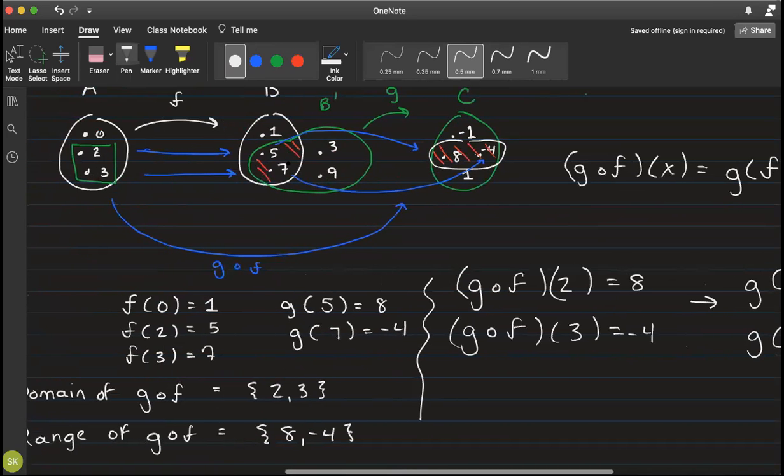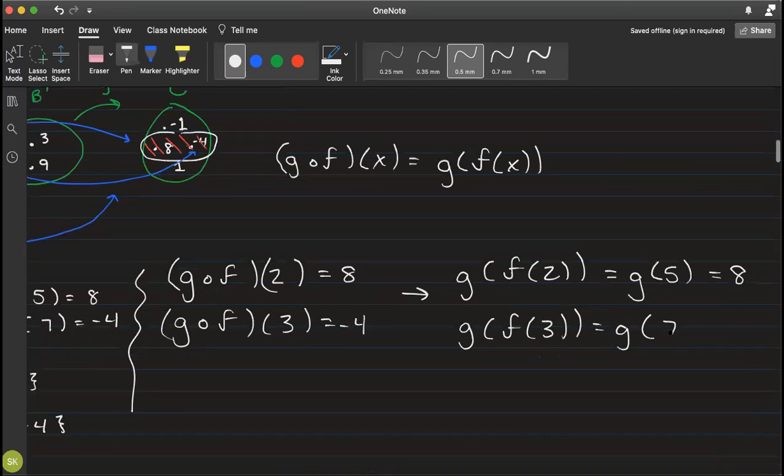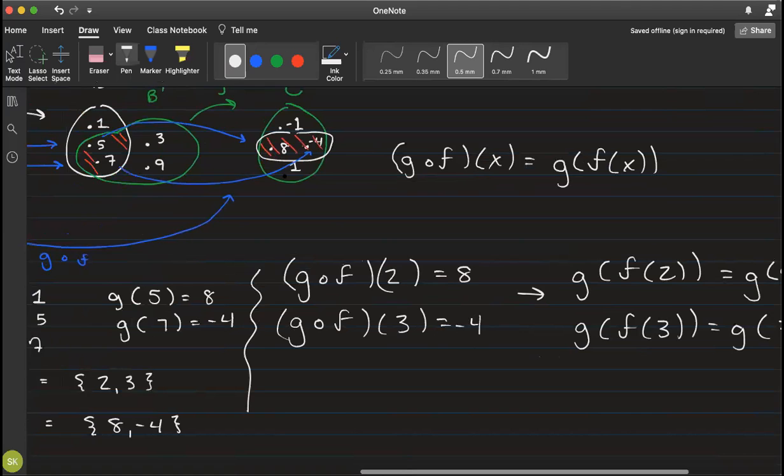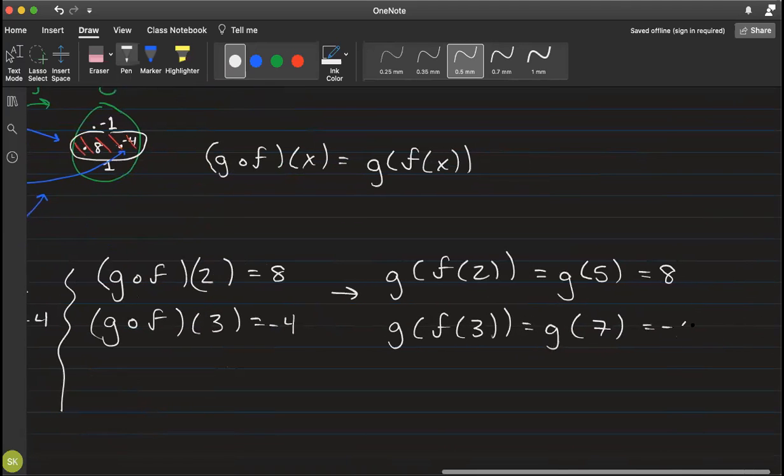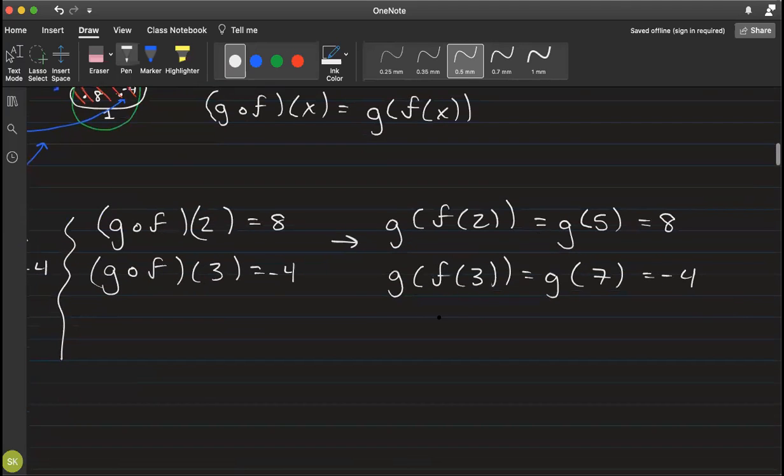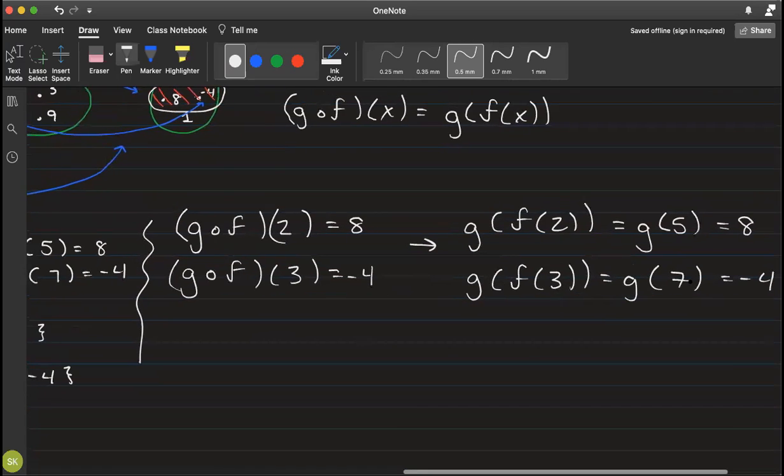G composed of F of 3 is G of, well, F of 3. 3 was sent to 7. So that's G of 7. And then we know 7 is sent to -4. So G composed of F of 3, 3 is being sent to -4 because you start at 3, then you go to 7, and you end at -4. Okay.